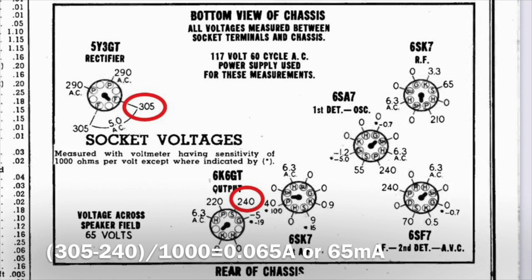To calculate I, or current, all we're doing is taking the filament voltage, that being the 305 volts off of that 5Y3GT, minus 240, which is the voltage there on the screen of the 6K6GT. We'll divide that by the resistance of the field coil, that being 1,000 ohms. And you can see that gives us 0.065 amps or 65 milliamps. And we can also take those same numbers, the 5Y3GT voltage of 305 minus the 240 from the screen of the 6K6GT, divide that by the current of 0.065, and we back into the 1,000 ohm field coil that is called out on the schematic as well.